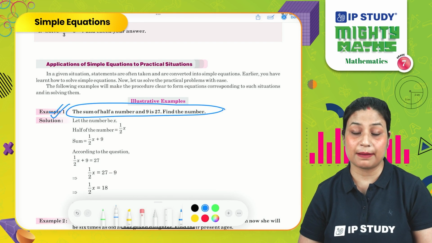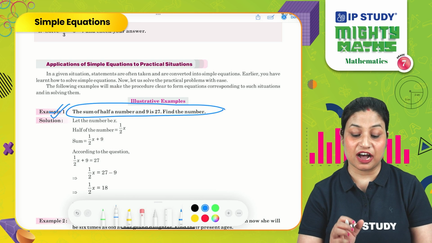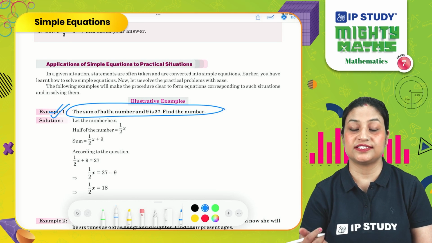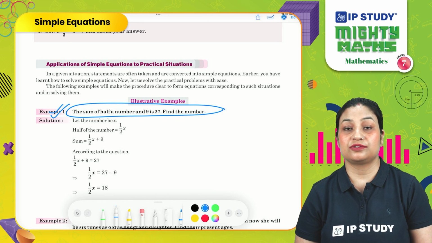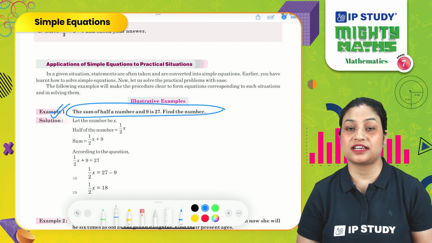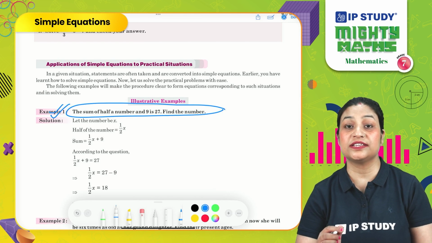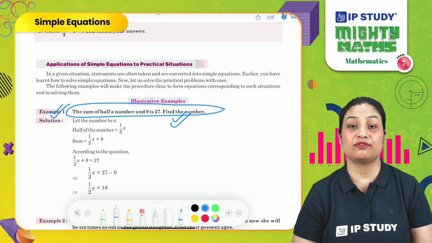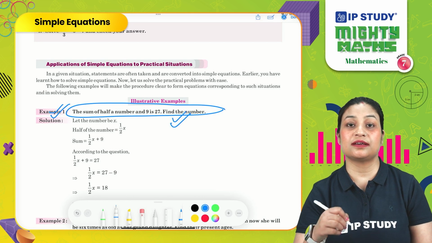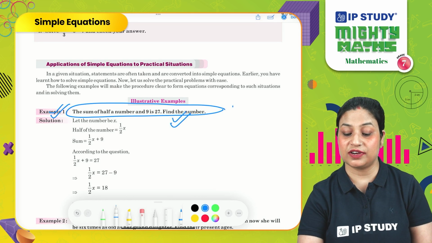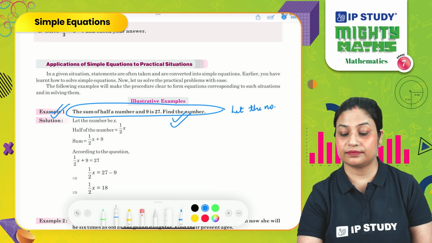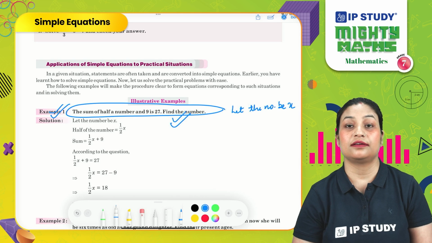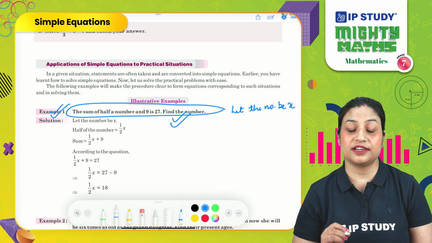What this example is saying: the sum of half a number and 9 is 27. Find the number. So student, whenever you are dealing with this type of word problem, the first thing is always to write whatever is given to you. Here we have to find out the number, right? So let's suppose that the number be x. So let the number be x.